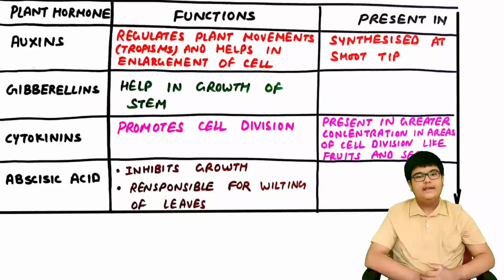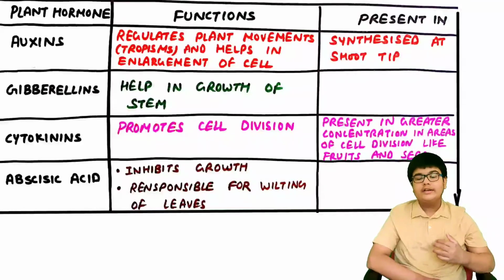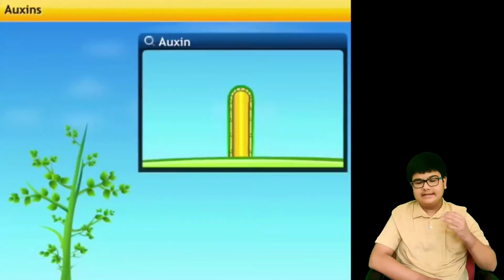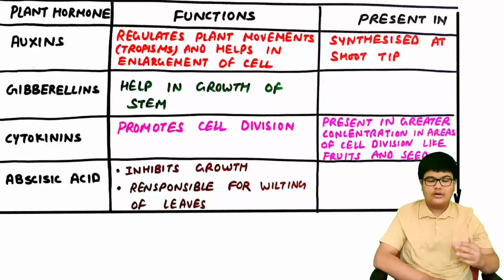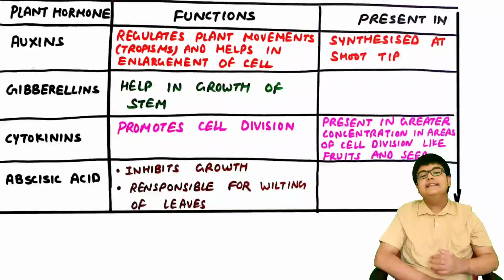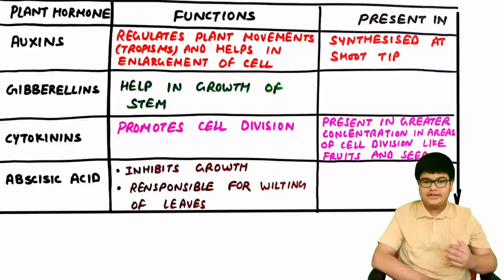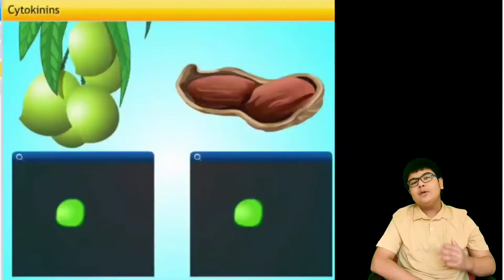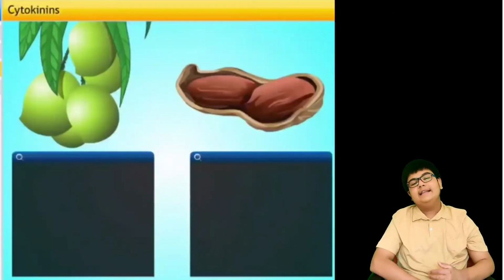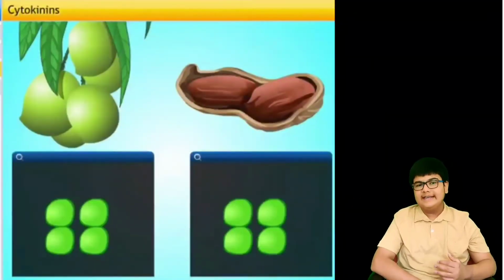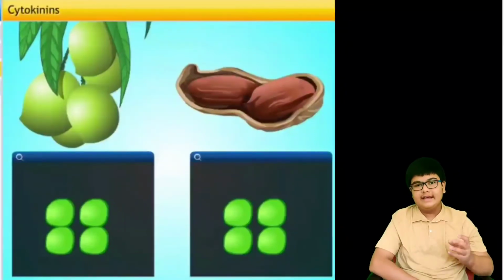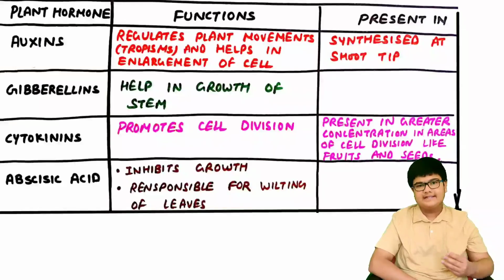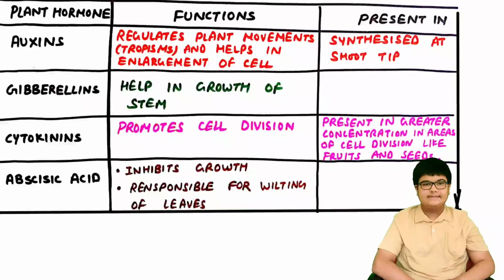First, auxins. They are synthesized at the root and shoot tips, and they are responsible for all the tropic movements in the plants. They also help in the enlargement of cells. Second, gibberellins. They help in the growth of stem. Third, cytokinins. They promote cell division, and they are present in greater concentration in the areas where cell division is more prominent, such as the fruits and seeds.